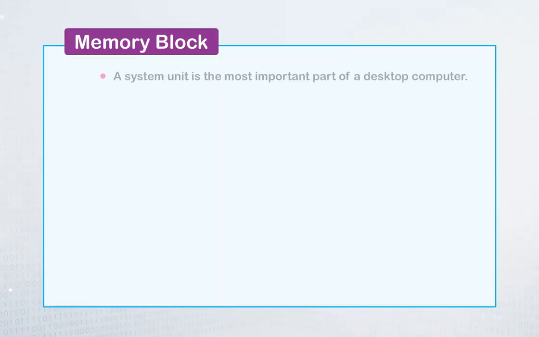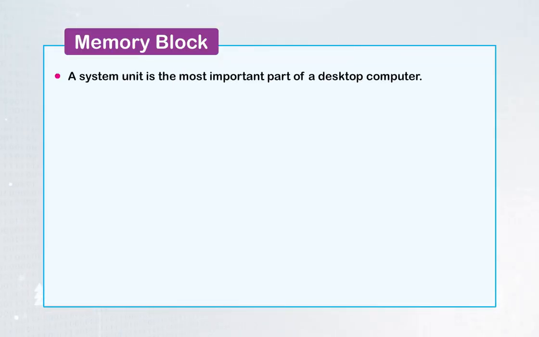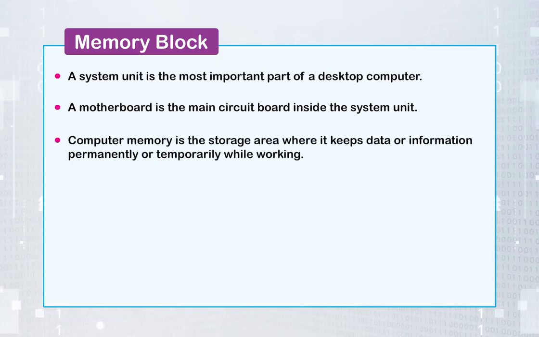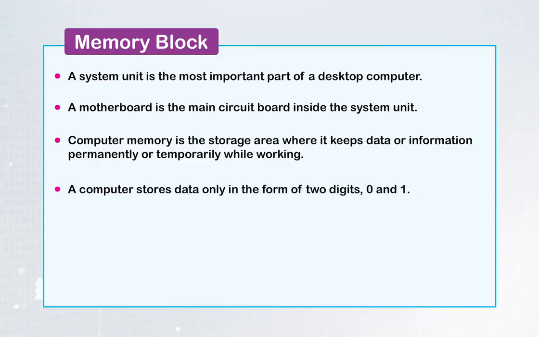Memory block. A system unit is the most important part of a desktop computer. A motherboard is the main circuit board inside the system unit. Computer memory is the storage area where it keeps data or information permanently or temporarily while working. A computer stores data only in the form of two digits, 0 and 1.